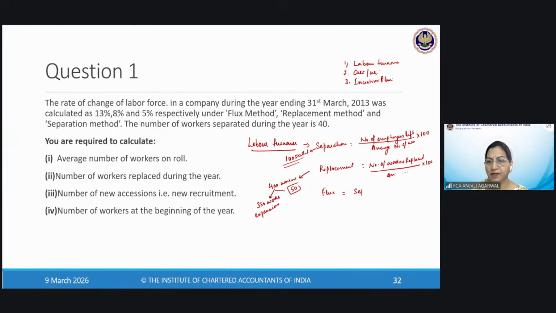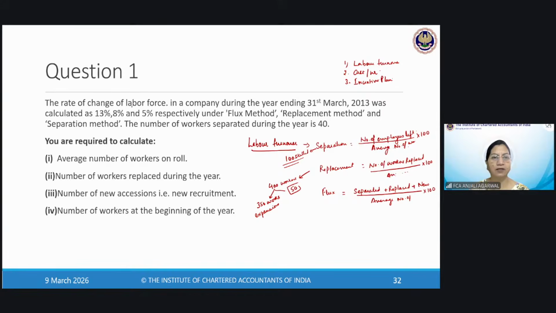And flux is separated plus replaced plus sometimes new accretions. If there are new joinees like 350 here in this example, once again divide by average number of workers in the period. So turnover is measured in percentage. Those separated divided by average number of workers. Those replaced because of those who left divided by average number of workers. And flux is separated plus replaced plus new accretion.